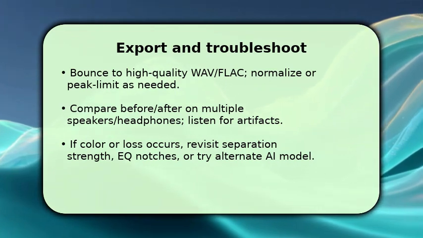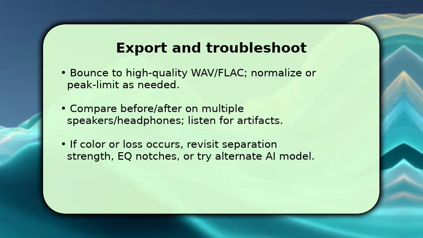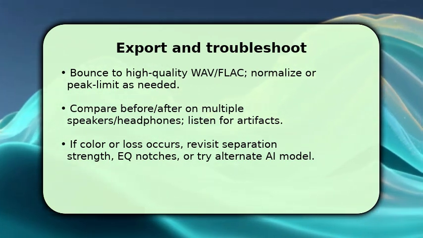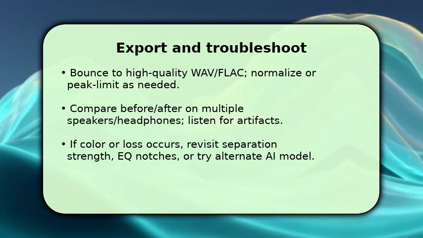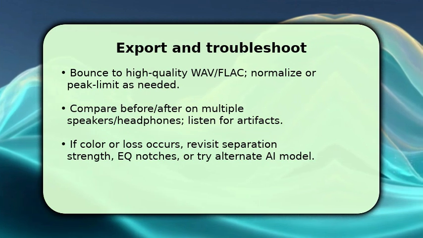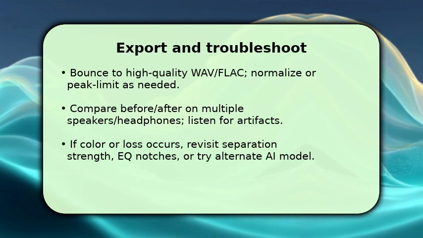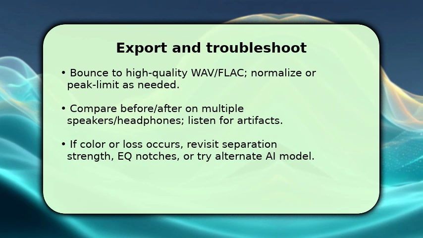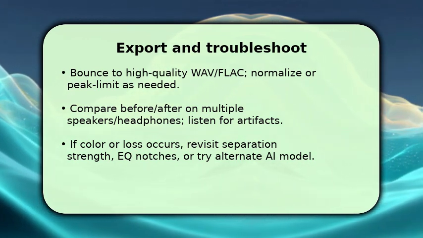Once exported, test the result on several speaker systems and headphones to catch hidden artifacts or phase issues that only show in certain playback chains. If you hear hollowing, phasing, or leftover music, go back and tweak separation parameters, adjust EQ notches, or try a different AI model, reapply manual spectral edits. One troubleshooting tip: if odd phase cancels occur, flip phase back and realign samples.